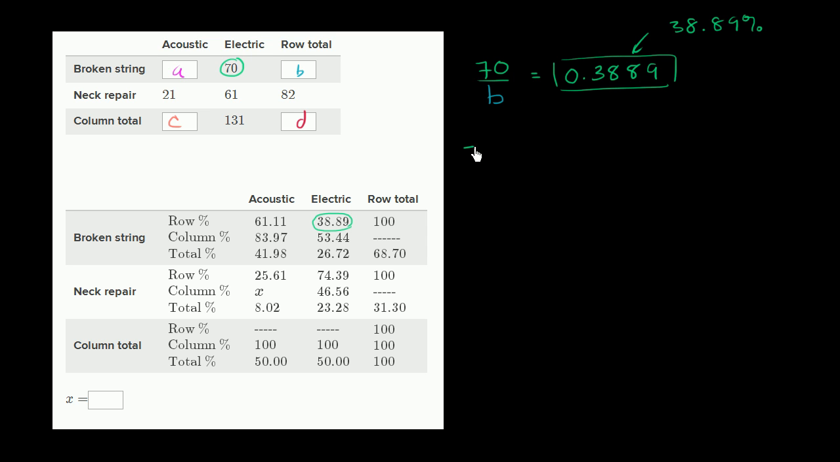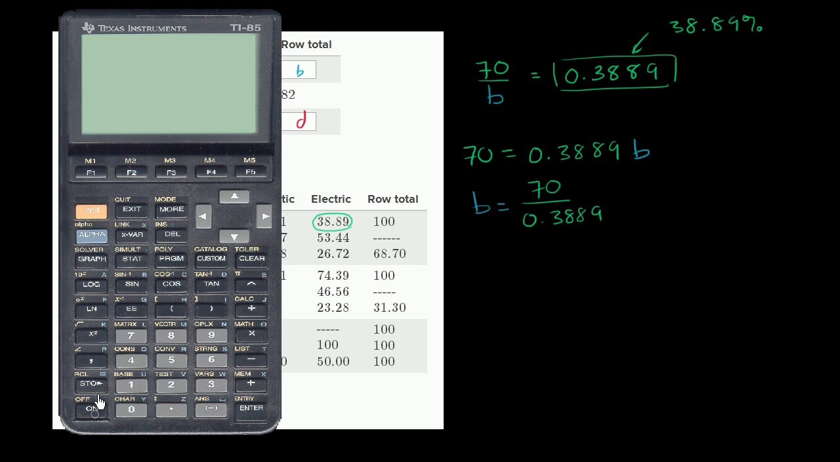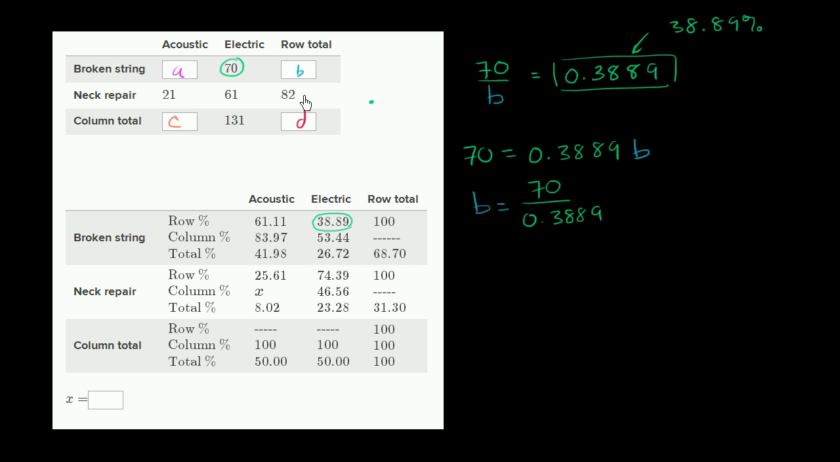Well, we could multiply both sides by B, and you get 70 is equal to 0.3889 times B. Or you just divide both sides by 0.3889, so B is equal to 70 over 0.3889, and we could get our calculator out for that. So we have 70 divided by 0.3889 is equal to 179. Now, she wouldn't fix a fraction of a broken string here, so I think it's safe to say that we should round to the nearest whole number. So it looks like she fixed a total of 180 broken strings. So this B is equal to 180.